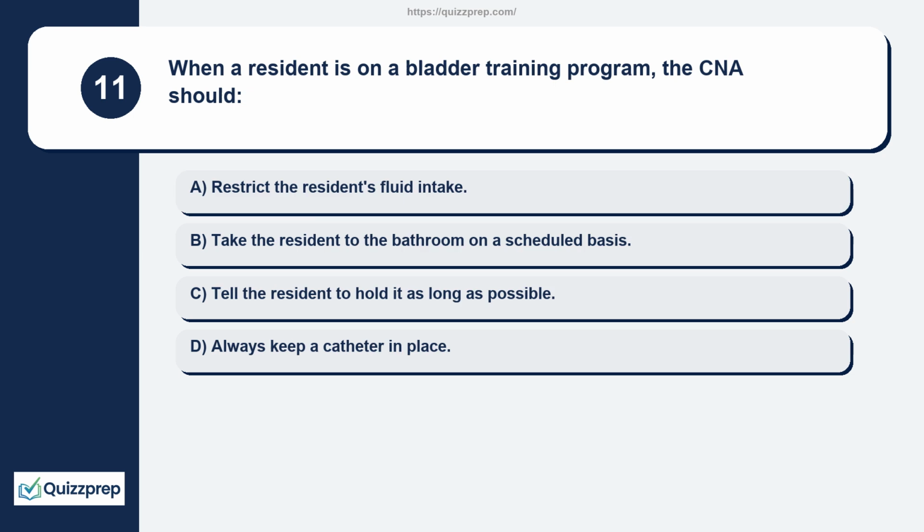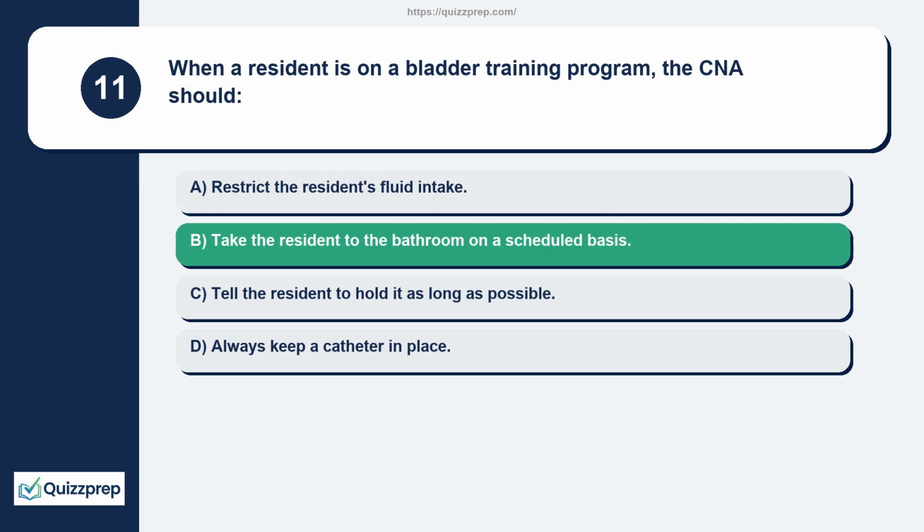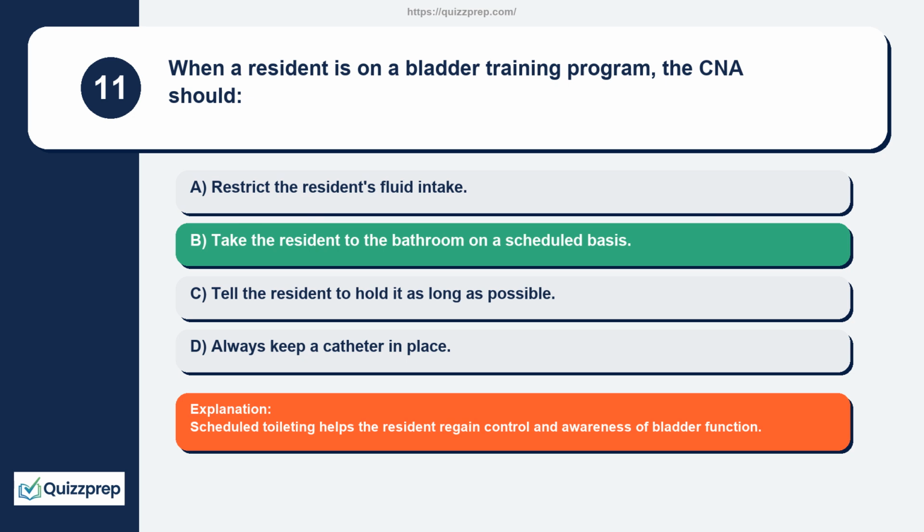Question 11. When a resident is on a bladder training program, the CNA should restrict the resident's fluid intake, take the resident to the bathroom on a scheduled basis, tell the resident to hold it as long as possible, always keep a catheter in place. Scheduled toileting helps the resident regain control and awareness of bladder function.